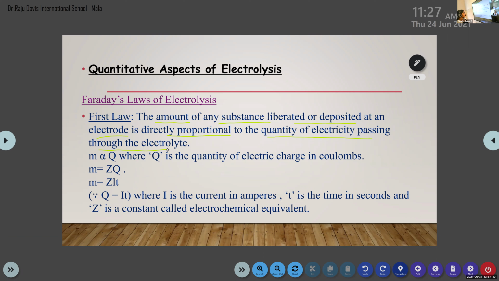The amount of any substance liberated or deposited at an electrode is directly proportional to the quantity of electricity passing through the electrolyte. How much electricity we are supplying to that electrolytic cell, that much amount of substance is liberated or deposited at an electrode. Okay, that's a statement of the law.